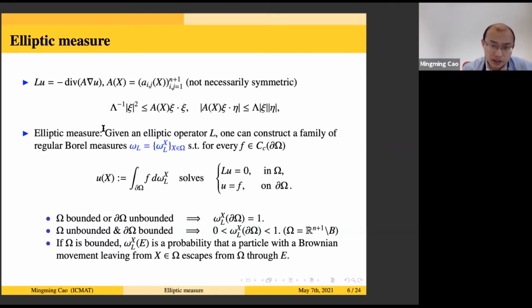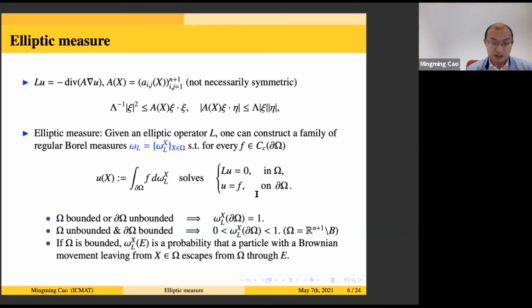Given an elliptic operator L, one can construct a family of regular Borel measures omega L. Omega L X is called the pole. X in omega, such that for every boundary data f continuous on the boundary with compact support, if we define u as the integral of f on the boundary with respect to omega X, then u is a weak solution of the Dirichlet problem, and on the boundary u equals f in some sense. Here it only needs the openness of omega to construct the elliptic measure.